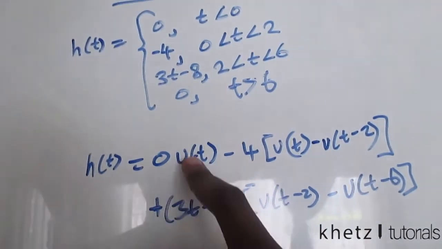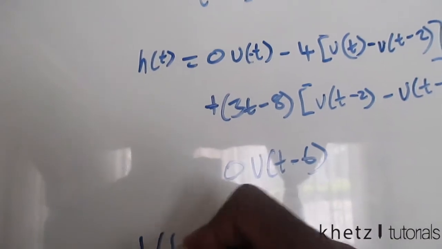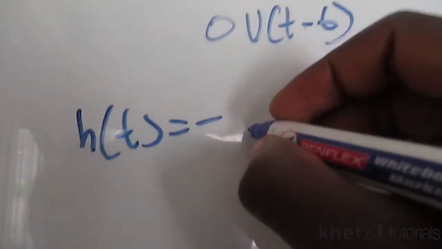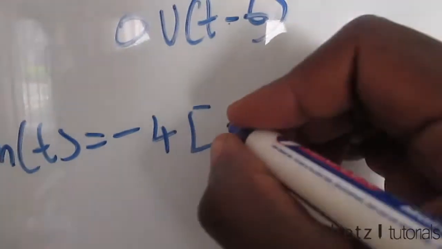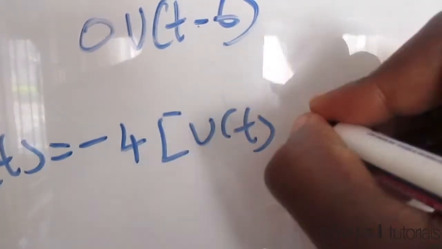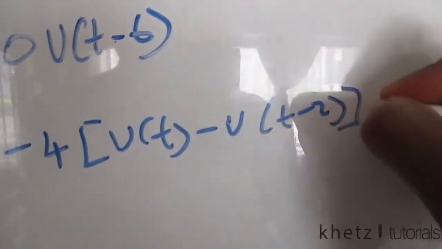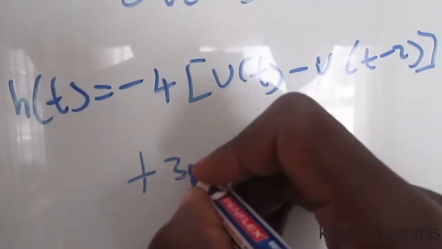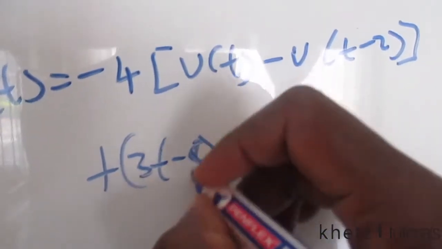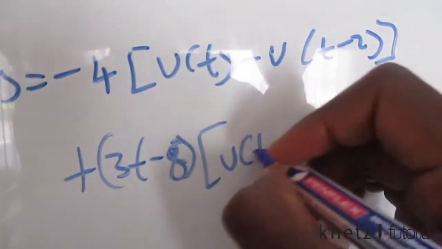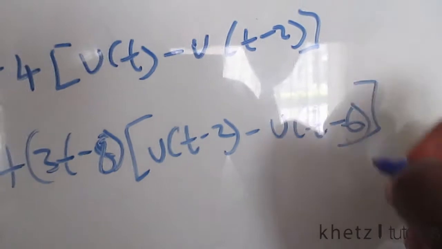So these two can be omitted because they are basically just 0. And we have h of t equals -4 multiplied by u of t subtract u of t subtract 2, plus 3t subtract 8 multiplied by u of t subtract 2 minus u of t subtract 6.